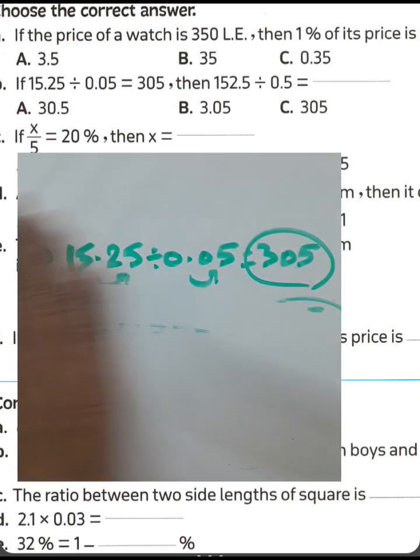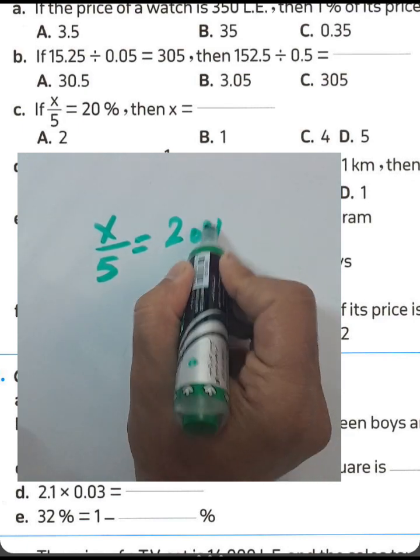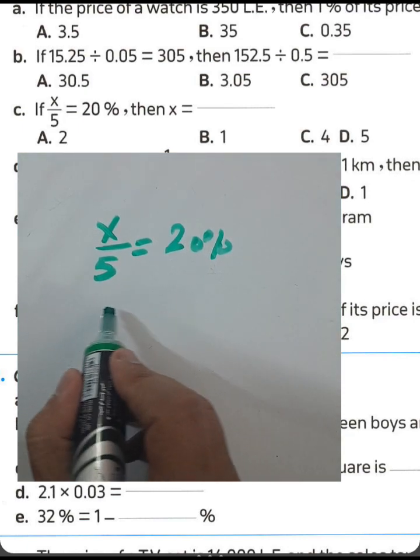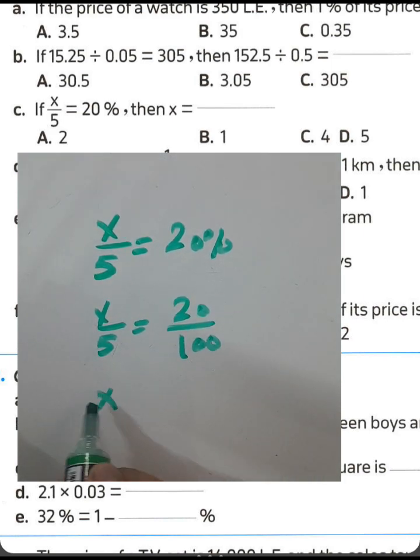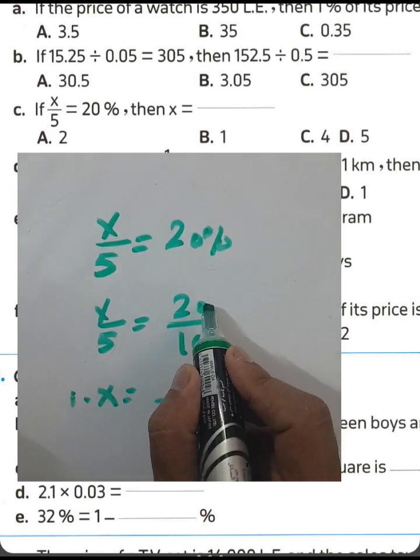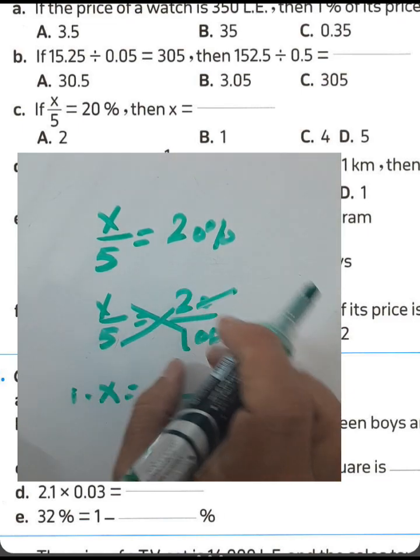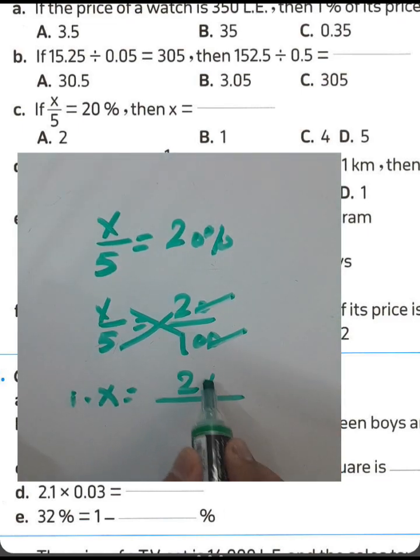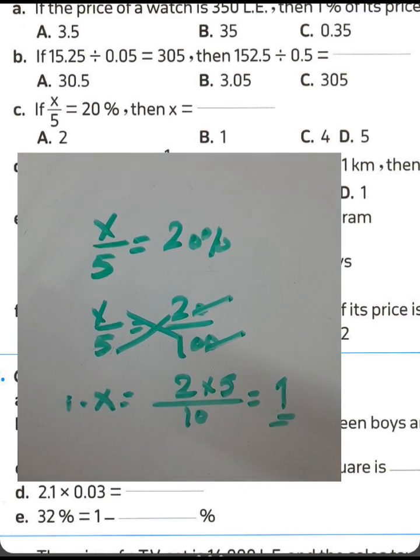Choose letter C. If x over 5 equals 20%, 20% meaning 20 over 100, then the value of x equals, cancel 0 by 0, and the product of extremes equals the product of means: 2 times 5 over 10, 10 divided by 10 equals 1. Then the result will be 1. Choose letter B.